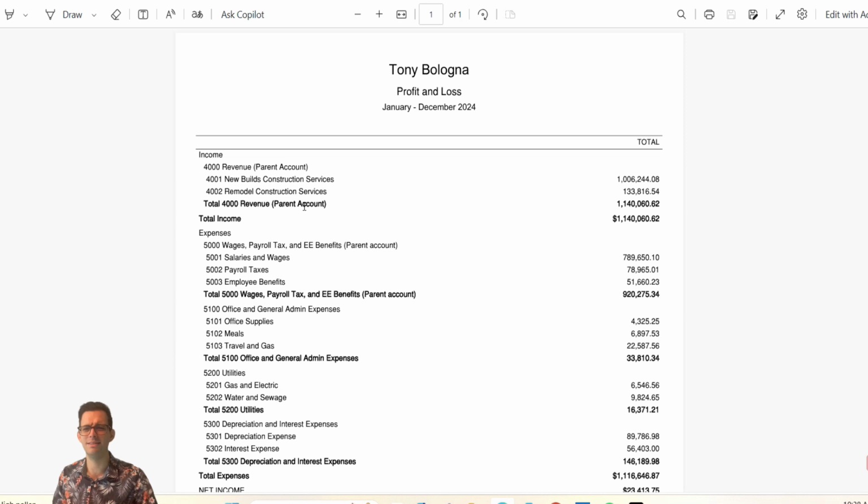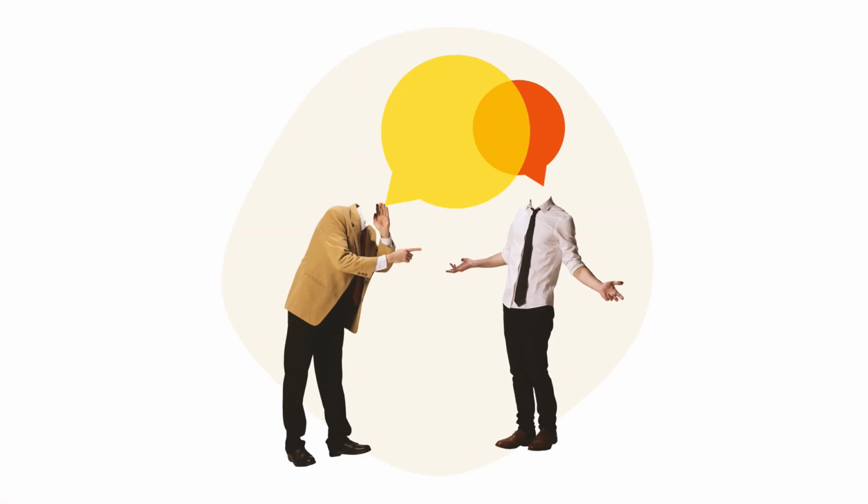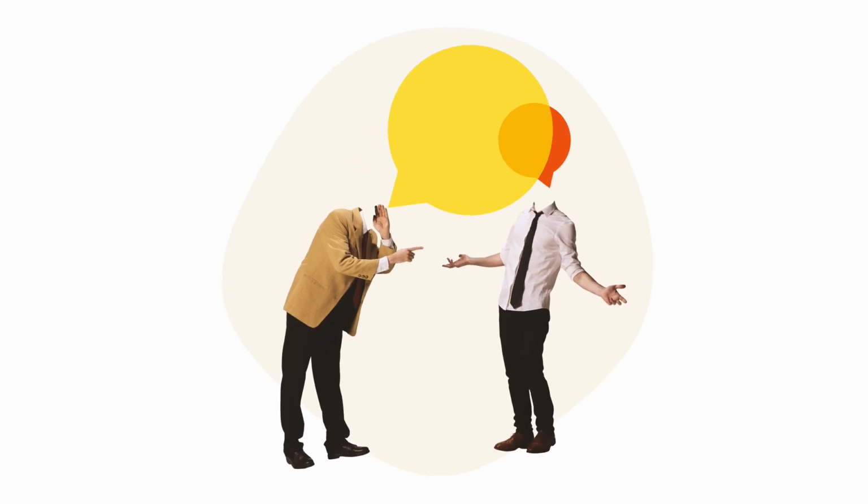Is his balance sheet showing that he has too much debt? Maybe he doesn't have any cash available? Let's take a look. So, Tony Baloney here. We're taking a look at the profit and loss. Profit and loss is the same thing as an income statement.